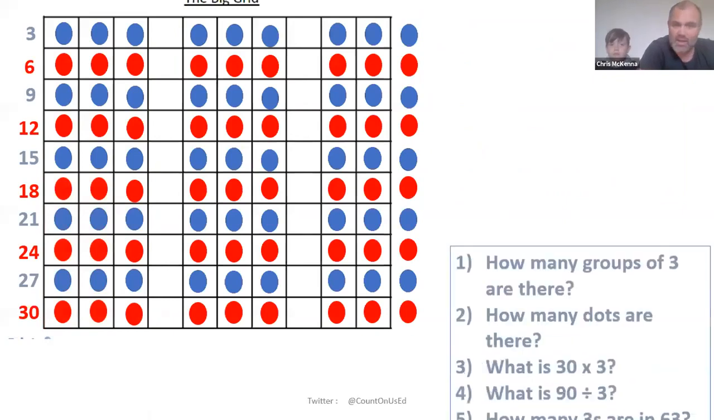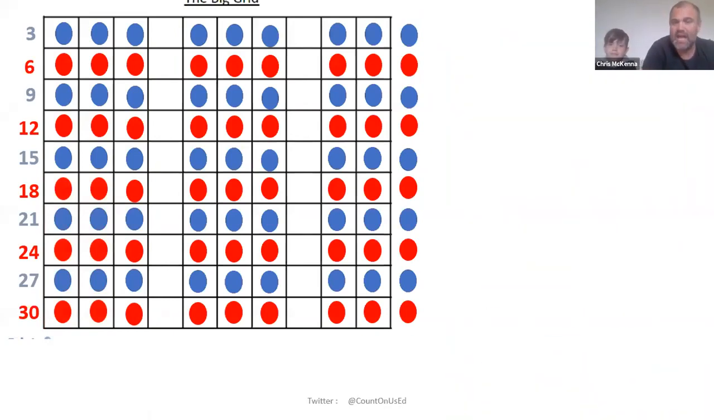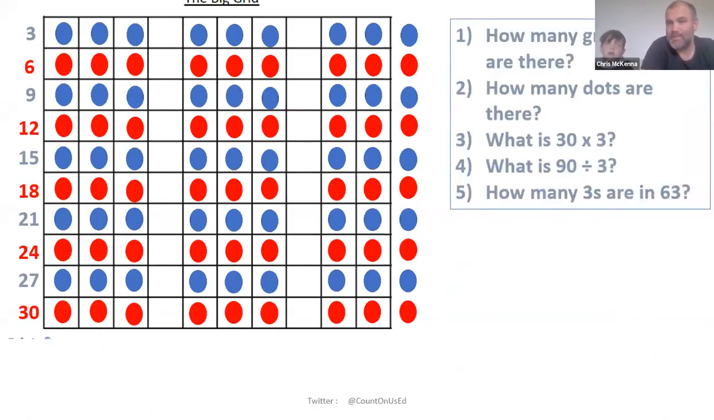Okay, next. How many groups of 3 are on the screen now? Don't shout out, Austin. How many groups of 3 are on the screen now? Type in the answers. Shout it out at home. How many groups of 3 are there? How many dots are there? So hopefully, Austin, how many groups of 3 are there?